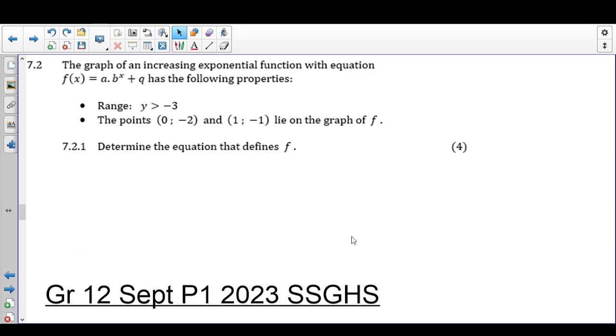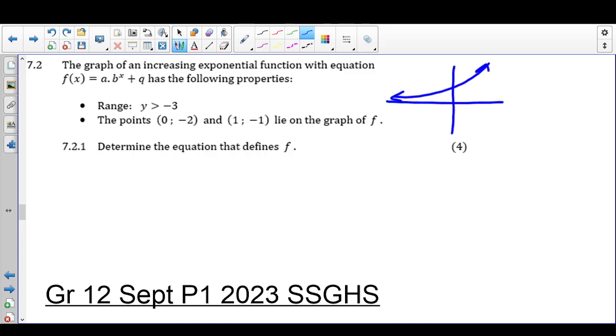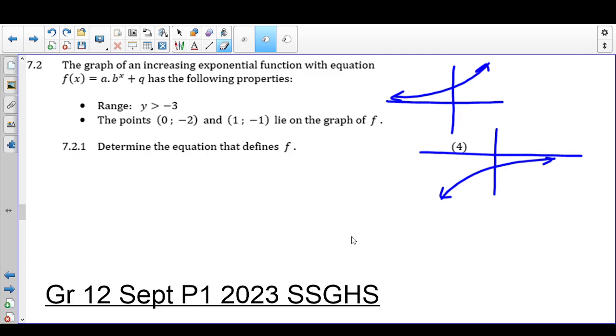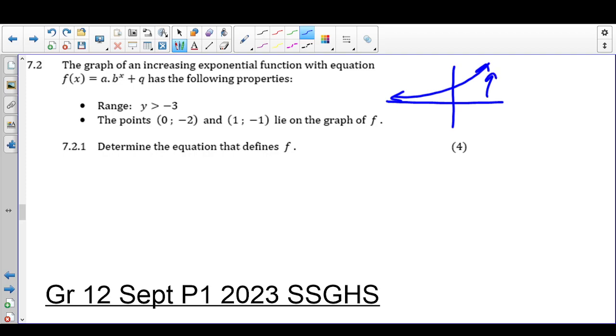People, the graph of an increasing exponential function can either look like that or like that. One of the two. Okay, that's how your graph should look. The graph of an increasing exponential function with the equation f of x is equal to a times b to the x plus q has the following properties. y is greater than negative 3. Okay, so of course, it can't be this one, so that has to be a less than. So y must be greater than negative 3.